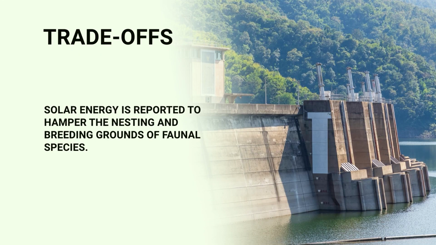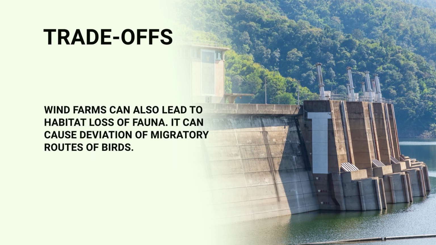Solar energy is another renewable source of energy, and it is promoted all throughout the world. But at the same time, it has been reported that solar farms especially hamper the nesting and breeding grounds of many faunal species. Wind farms basically impact the fauna by causing habitat loss and also deviation of the migratory routes of various birds.